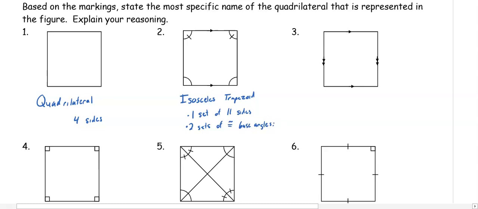Number 3, we have 2 sets of parallel sides because the sides on the top and bottom have 1 arrow, and the sides on the left and right have 2 arrows. So the first shape that has 2 sets of parallel sides is a parallelogram. And we know that because it has 2 sets of opposite sides parallel.